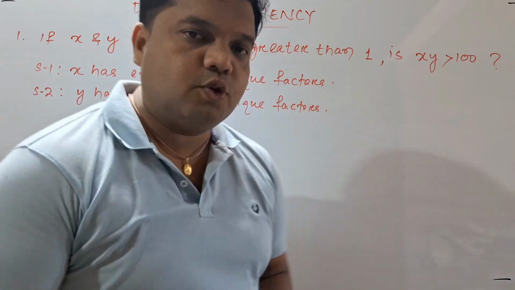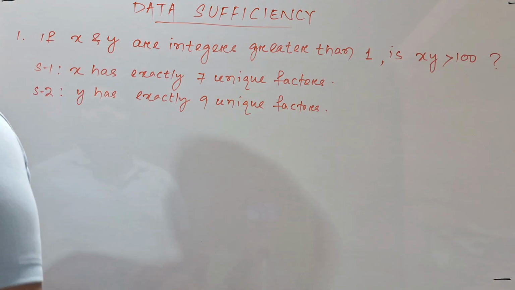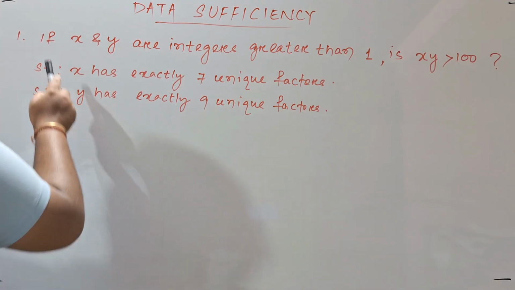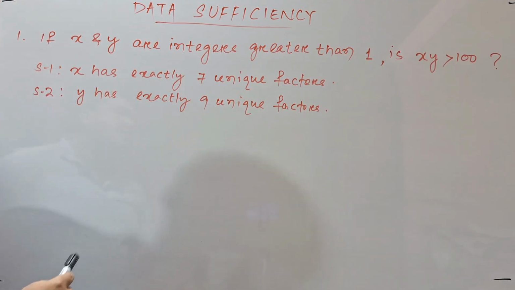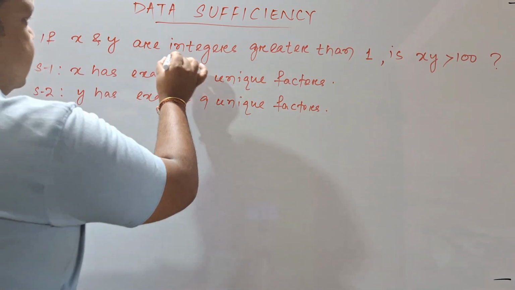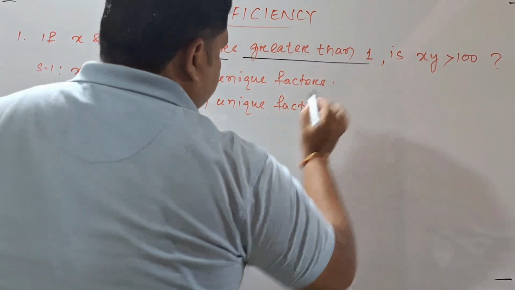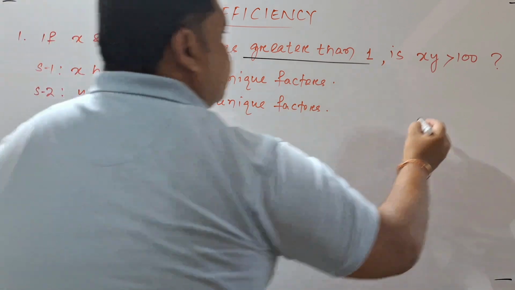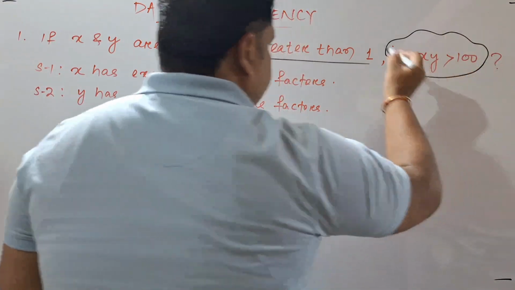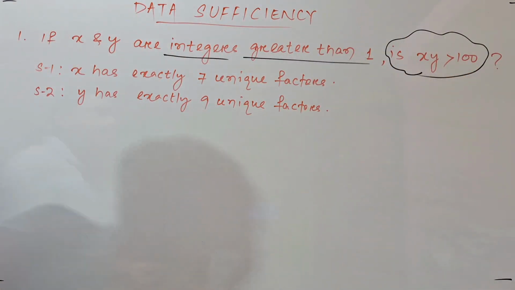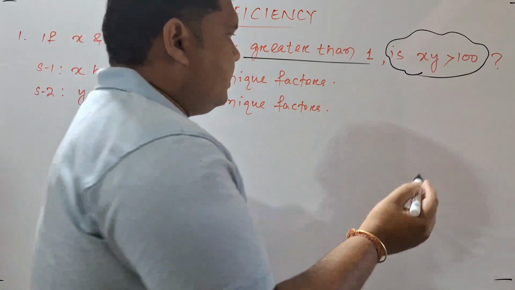Okay, we will discuss question number 1. In question number 1, it is given that x and y are integers greater than 1. Is xy greater than 100? Is xy greater than 100?